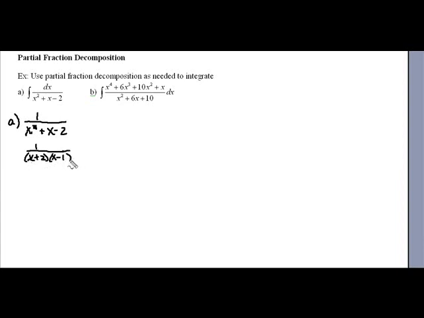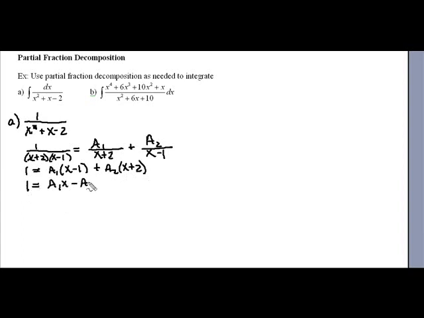These are both linear factors, and so we would set this equal to a1 over x plus 2 plus a2 over x minus 1. Multiplying both sides by x plus 2 times x minus 1, we would have 1 equals a1 times x minus 1 plus a2 times x plus 2. Distributing, we have 1 equals a1x minus a1 plus a2x plus 2a2.